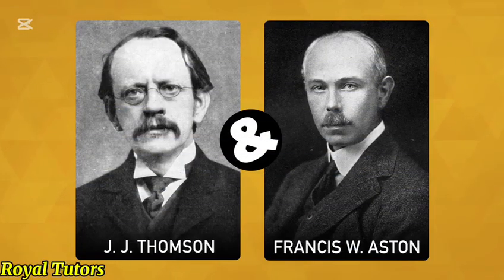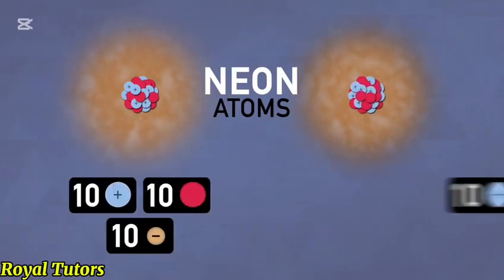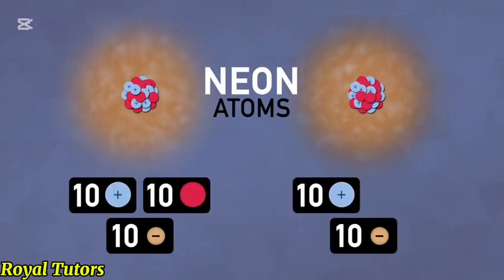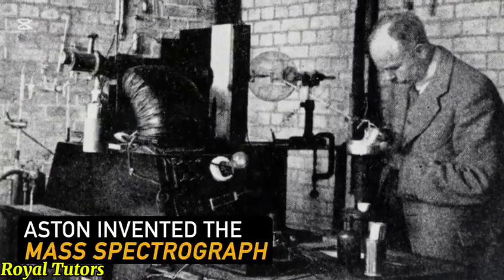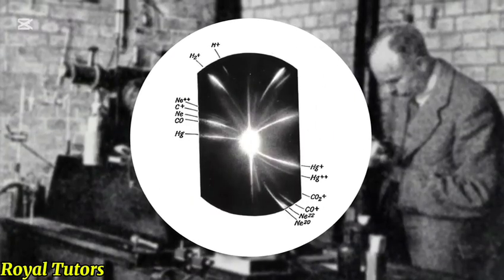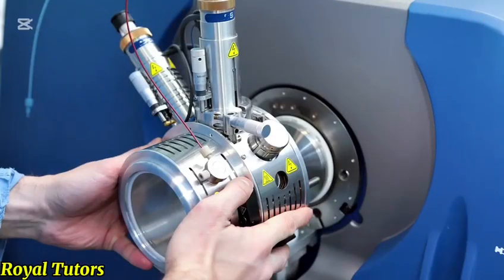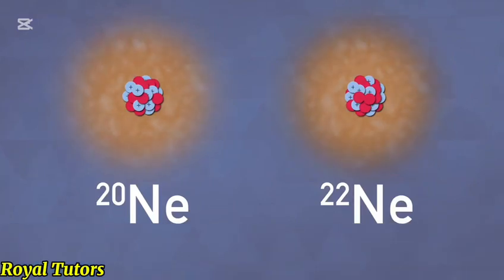Back in the early 1900s, the discoverer of the electron, J.J. Thomson, with the help of the student Francis W. Aston, identified two different types of neon atoms. One type with 10 protons, 10 electrons, and 10 neutrons, and then one with 10 protons, 10 electrons, and 12 neutrons. Aston went on to invent a groundbreaking machine that he called a mass spectrograph. Using this machine, Aston identified hundreds of other isotopes of other elements. The mass spectrometer is now used in labs all over the world, and Aston won the 1922 Nobel Prize in Chemistry for his work.